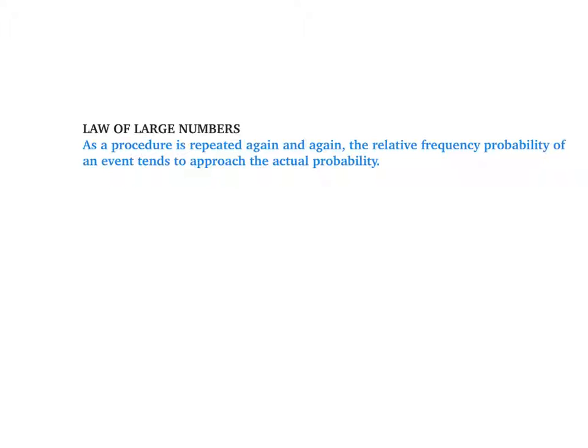Okay, before we get into that, you need to know the law of large numbers. That just says, as the procedure is repeated again and again, the relative frequency of probability, that's the observed, that's what you're watching happen, of an event tends to approach the actual probability. So the more it happens over and over, the closer it gets to the real probability. You'd be shocked. The more times you flip a coin, the more 50-50 it becomes.